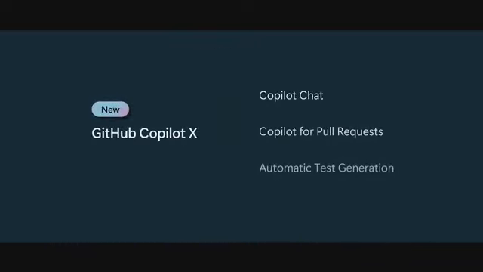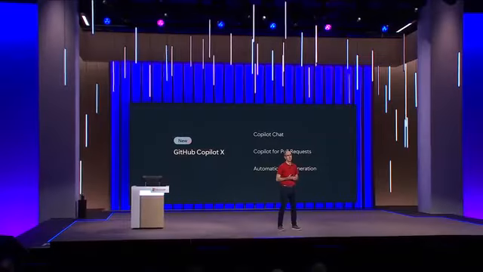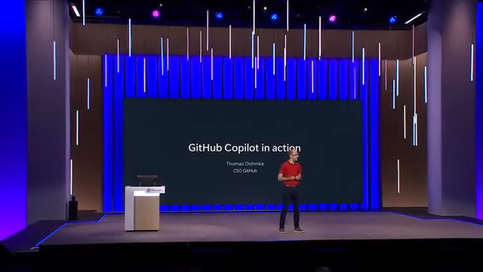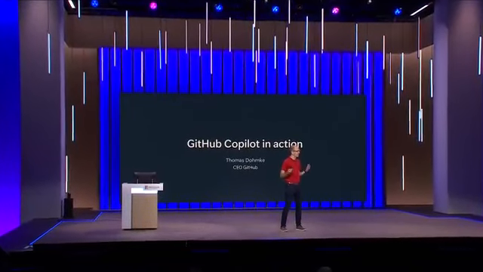This spring, we announced a new update for GitHub Copilot that we call Copilot X. And Copilot X further enhances Copilot using the latest GPT-4 models and provides immersive Copilot chat functionality, Copilot for pull requests, and automatic unit test generation scenarios. It's truly amazing. And what I'd like to do is invite Thomas Dohmke, the CEO of GitHub, on stage to show it off in action.